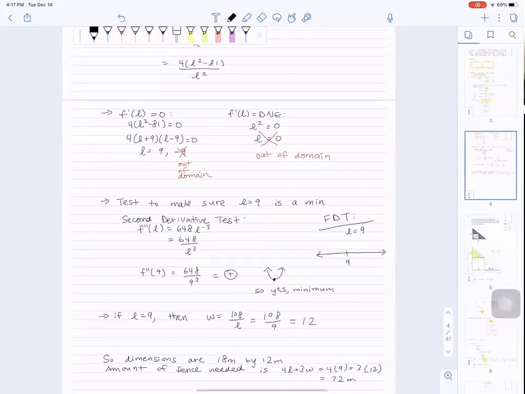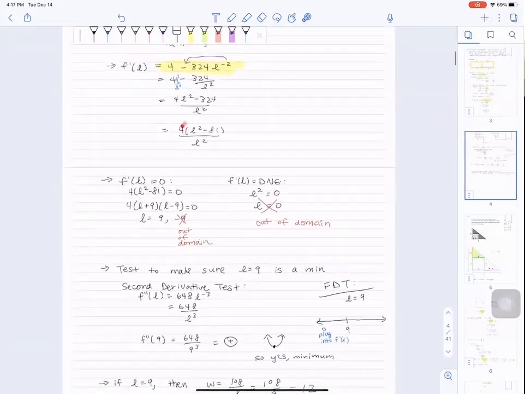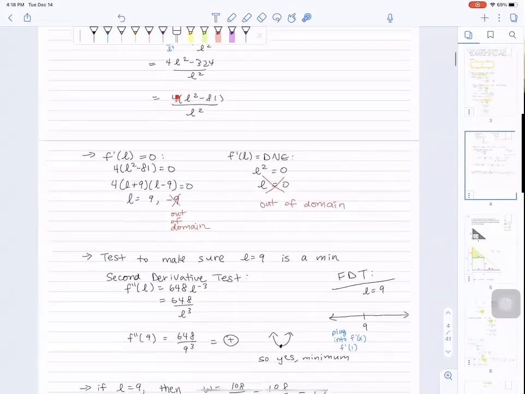So we put 9 here, and then you want to plug other values into your first derivative. Let's choose 0, an easy number smaller than 9. Oh wait, let's not plug in 0. Let's plug in 1. So what is f prime of 1? Well, you get 4 times 1 minus 81. That gives you a negative number. 1 squared is a positive number. So this gives you a negative number over here to the left of 9.